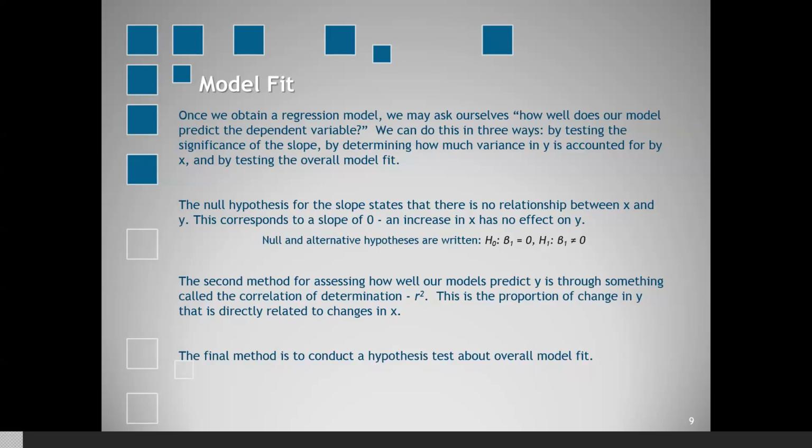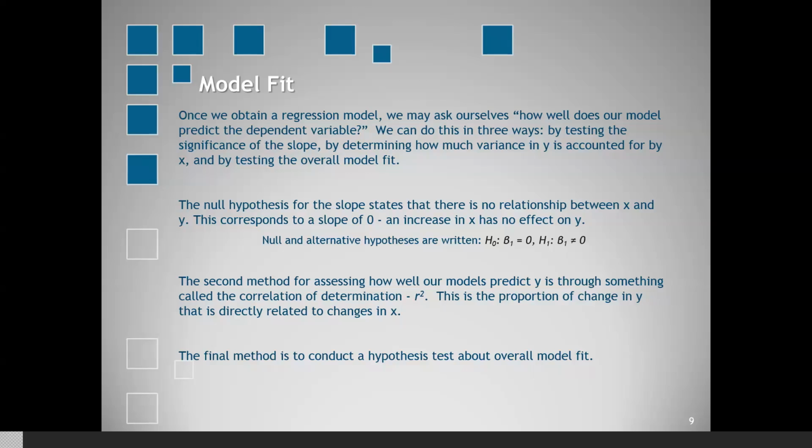We can conduct a hypothesis test for the slope, much like we did when we tested hypotheses about means. The null hypothesis, which if you'll recall says that nothing is going on, for the slope states that there's not a relationship between x and y. This corresponds to the slope of 0. If our slope is 0, there's no relationship between x and y. So we can write the null hypothesis as beta sub 1, our slope, is equal to 0. Our alternative hypothesis does say x affects y. So we're going to write that beta sub 1 is not equal to 0.